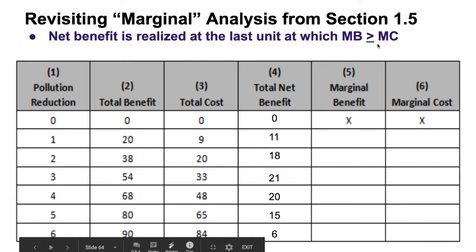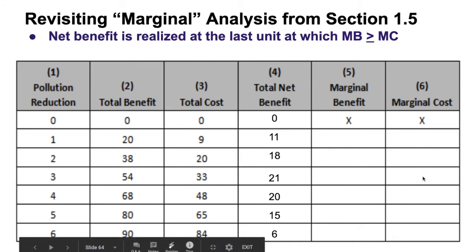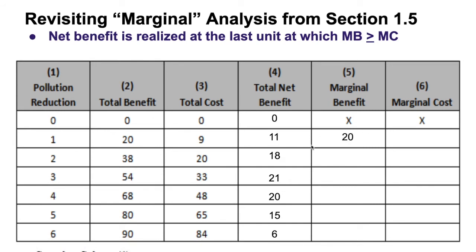Now, just to show you this marginal principle in action, watch what happens to the marginal benefit compared to the marginal cost as we move down this chart. The marginal benefit would just be the change in total benefit as we move from one unit to the next. So 0 to 20, 20. 20 to 38, 18. 38 to 54, 16, so on and so forth. Marginal cost is the change in total cost. So 9, and then 9 to 20 is 11. 20 to 33 is 13.